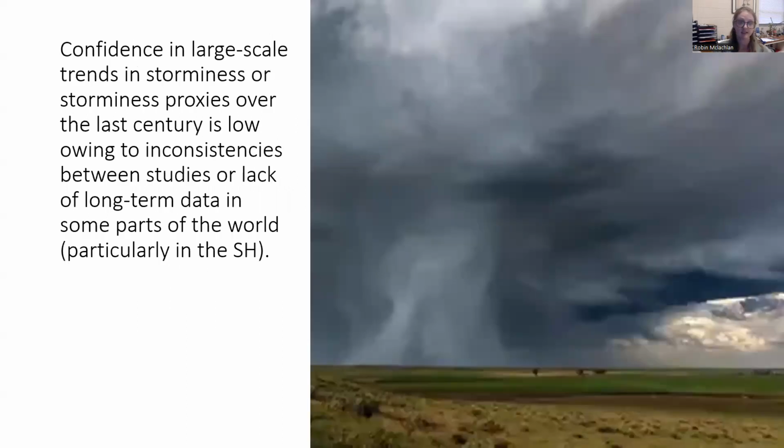And we know that confidence in the large-scale trends in storminess or storminess proxies over the last century is low, owing to inconsistencies between studies or lack of long-term data in some parts of the world, particularly the Southern Hemisphere, right? So this comes back to our point: we are very certain about a lot of things in climate, but there are some unknowns, being clouds and a lot of what's happening in the Southern Hemisphere.